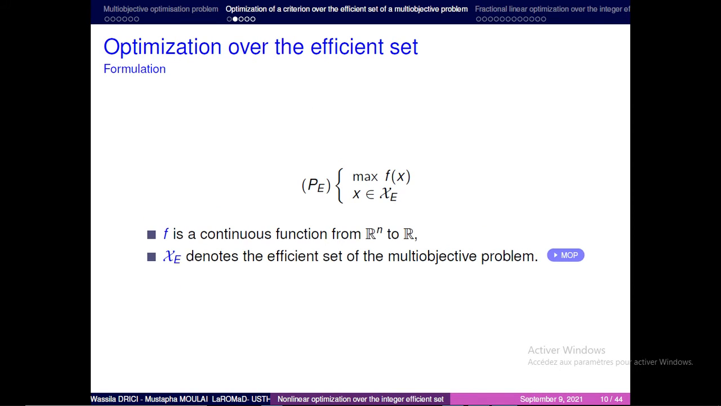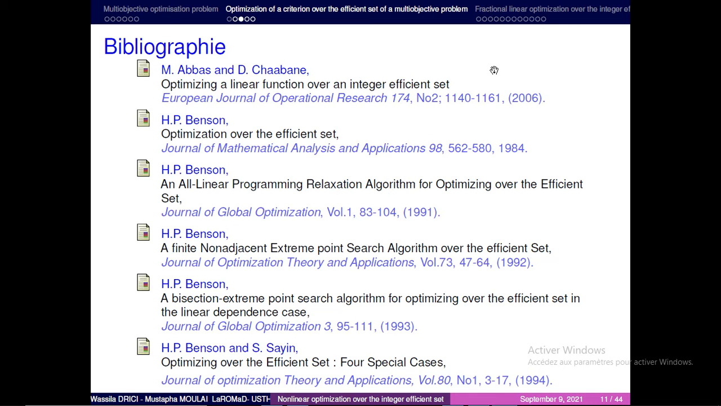This type of problem was first studied in the continuous case, and since then several researchers, motivated by many applications, have been interested in the optimization of a function over the efficient set of a linear multi-objective problem. Unlike the continuous case, which has been extensively studied by many authors, the discrete case did not see as much of a similar development, and here is a bibliography concerning this type of problem.